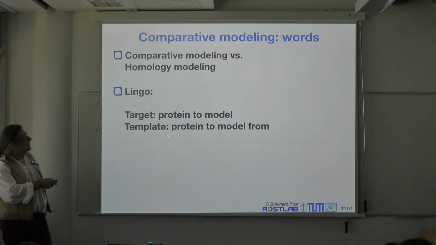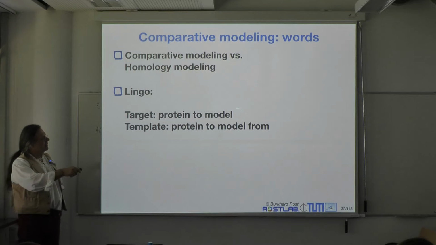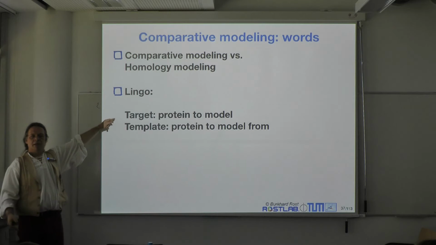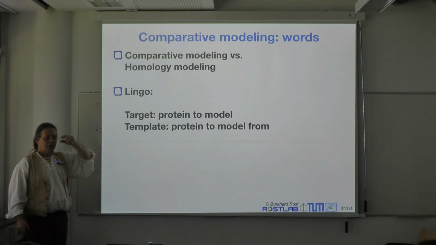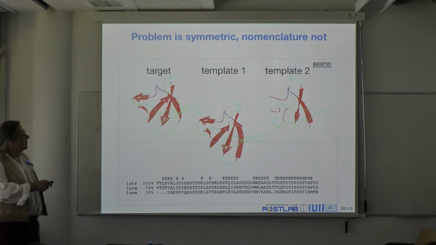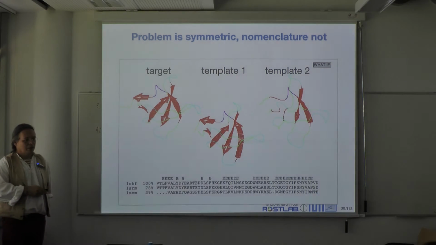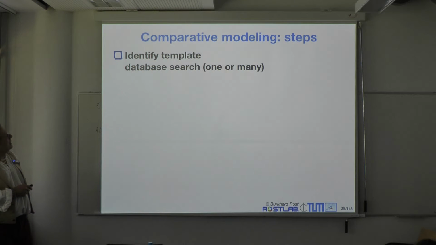There's a target and a template. Target is the protein to model. Template is the protein to model from. So template is the protein in the PDB, and the target is my query. Here we have three different, that's the target, two different templates, and I simply find the most similar one. The first step, therefore, is to identify the template.